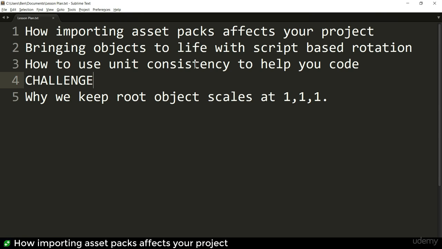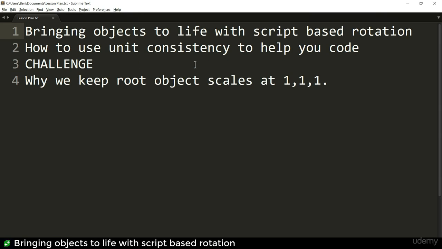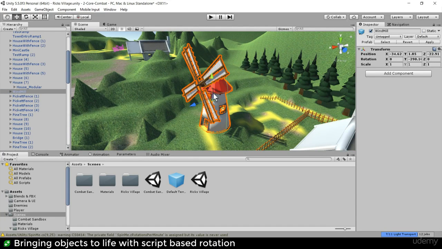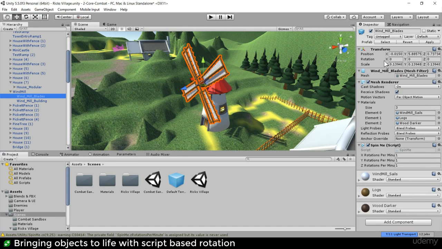Now we're going to talk about bringing objects to life with script-based rotation. For any exciting animation of these sails, which by the way are now separate objects, if I go to the blades sub-object of the windmill and do a rotation in Z, look, the windmill spins. It's able to do that provided the pivot point, which is something you'll have to talk to your artist about, is in the correct place, which it is in this case.